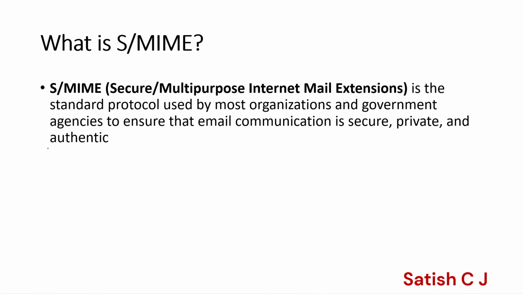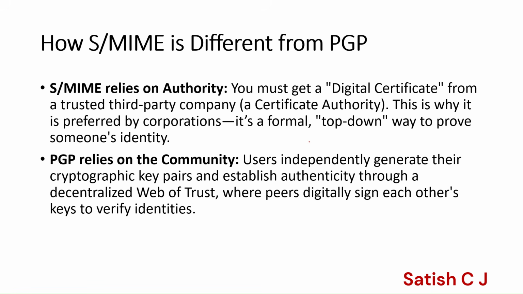So this is what is Secure Multipurpose Internet Mail Extensions. It is a standard protocol used by most organizations and government agencies to ensure that email communication is secure, private, and authentic. So we have already seen Pretty Good Privacy, where the generation of private keys and public keys rests upon the shoulders of the senders and receivers. Here it is used by most organizations and government agencies because we have public keys and private keys as part of a digital certificate. Anyway, we'll see all these things by taking a look at a visualization of how secure MIME works. Let's go to the visualization.